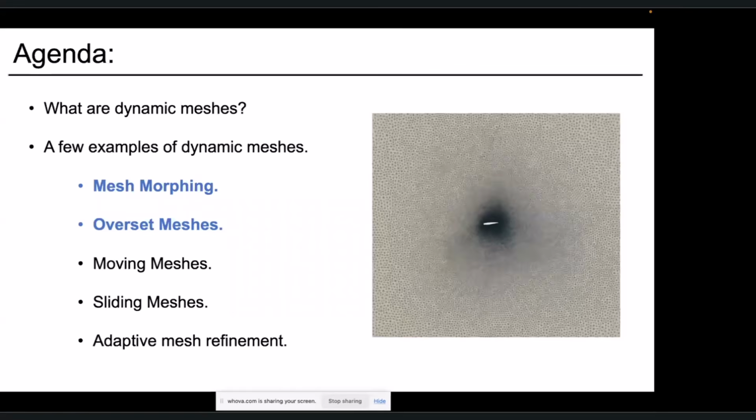All right. The few examples that are very well known in OpenFOAM's capability are mesh morphing, overset meshes, moving meshes, sliding meshes, and adaptive mesh refinement. Within the time frame of today's training session, I will mostly discuss mesh morphing and overset meshes, and I will just touch upon the other three capabilities very briefly.